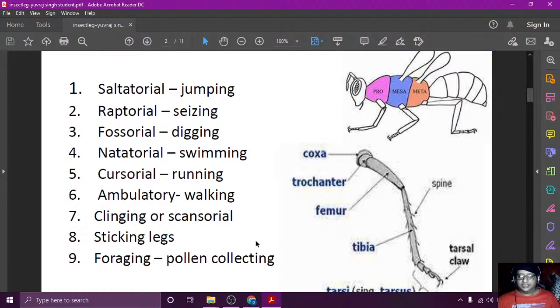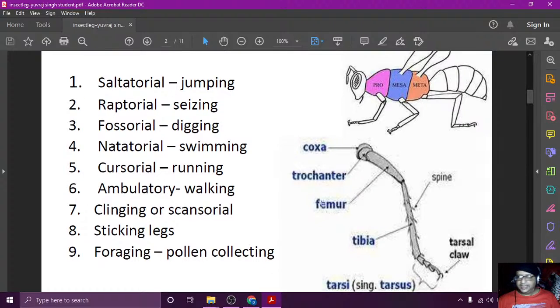Let us have a look at a typical leg. At the tip you can find the tarsal claw, or the tarsi. That is followed by the tibia. You can have some spines and bristles coming out from here. This is followed by the femur, then you have the trochanter, followed by the coxa. And as you know, the legs of insects are thoracic, so you have three pairs of thoracic legs: one in the prothorax, one in the mesothorax, and the third in the metathorax.